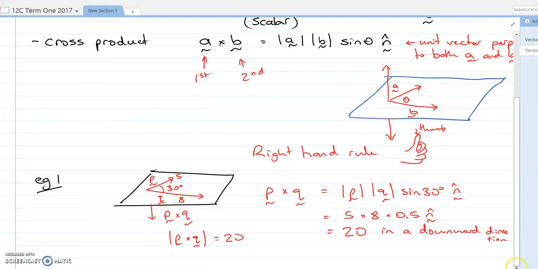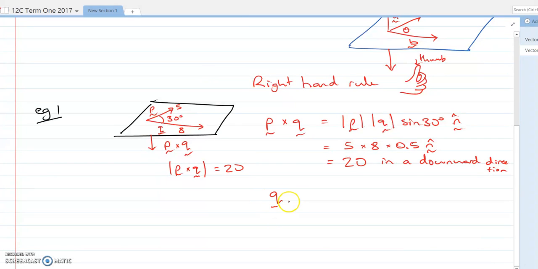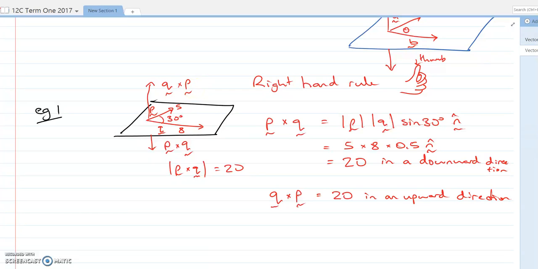And if I reversed the P and the Q, if I did Q times P, since Q comes first, nothing else is going to change except that when I wrap my fingers from Q to P, my thumb is going to point up. So this is going to be 20 in an upward direction, again a magnitude of 20. This is Q times P. Okay, so that's one way to do it.